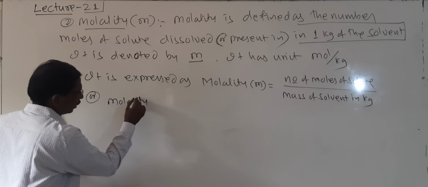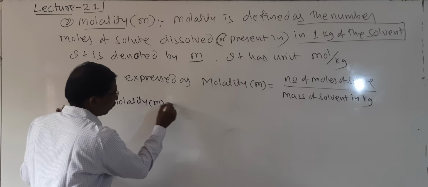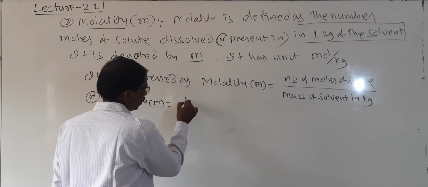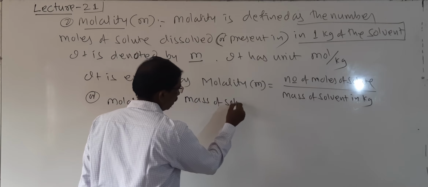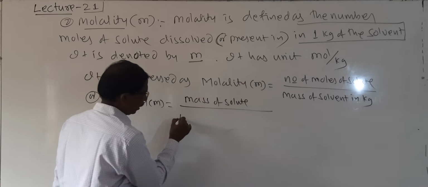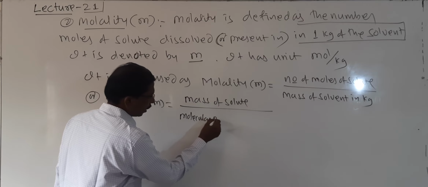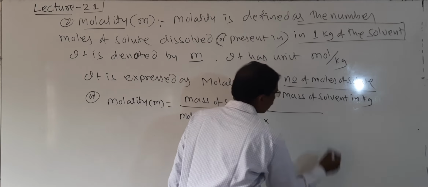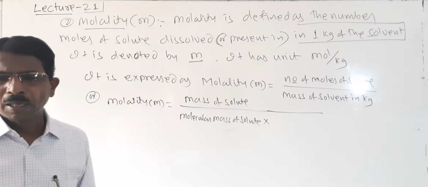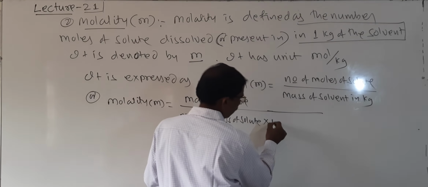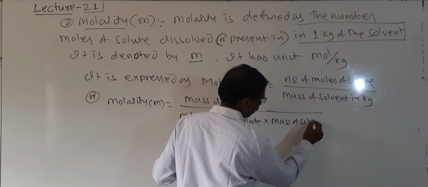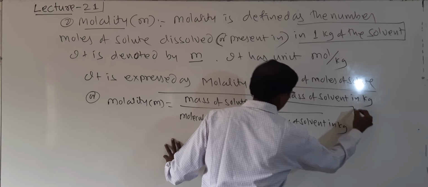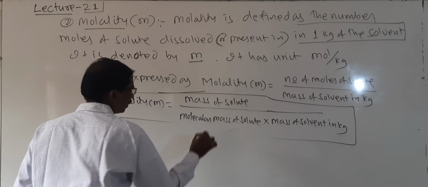Molality, small m, is equal to the number of moles of solute, which means mass of solute divided by molecular mass of solute, into mass of solvent in kg. Mass of solvent in kg. This is the second formula.